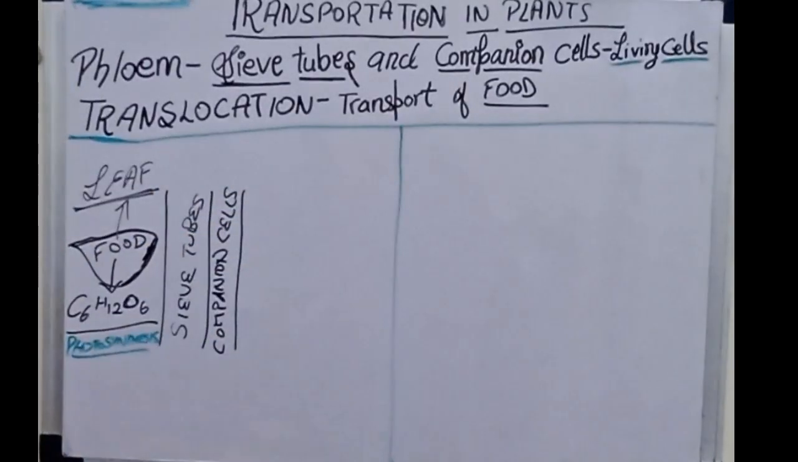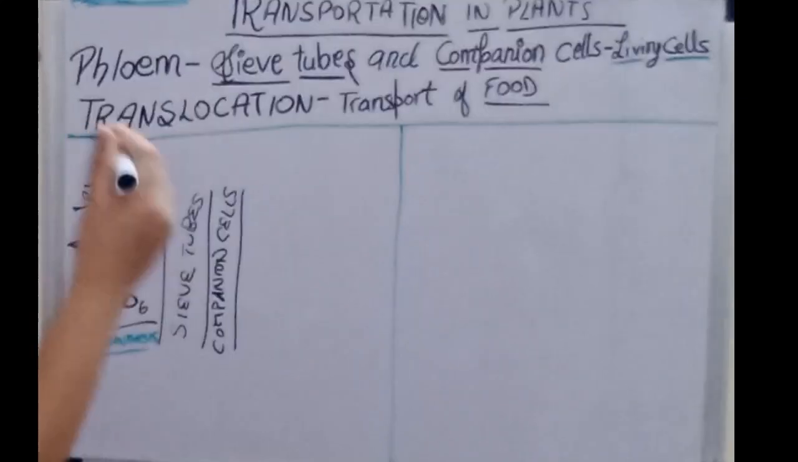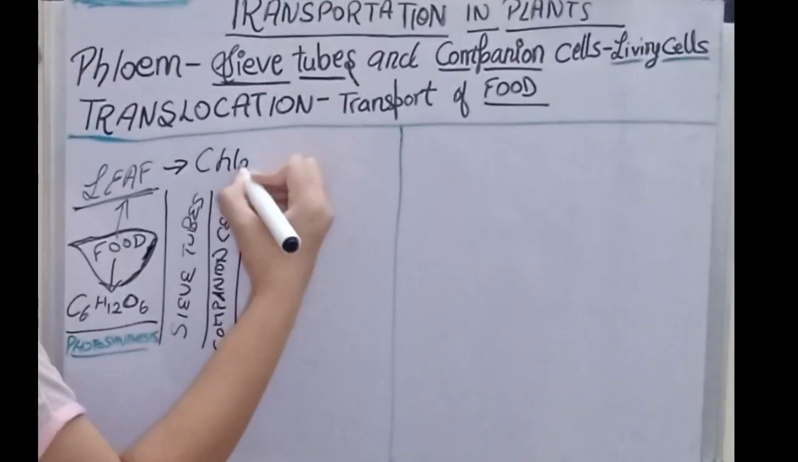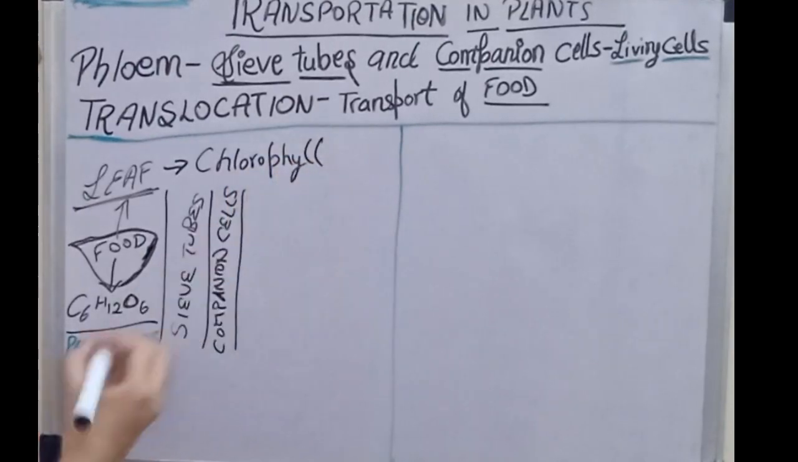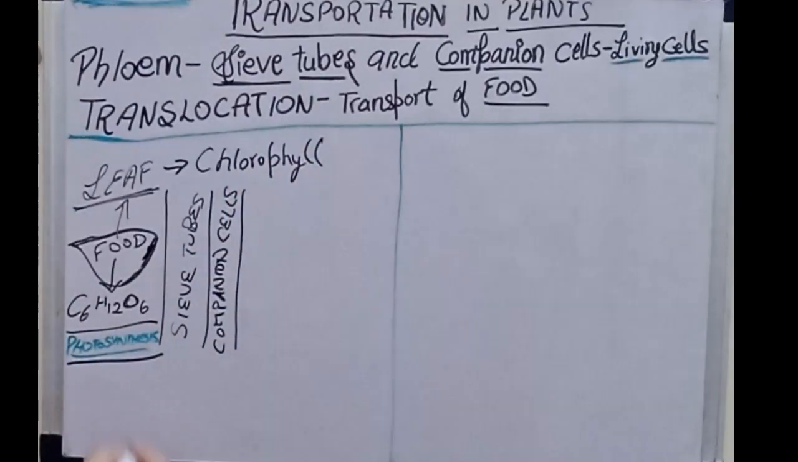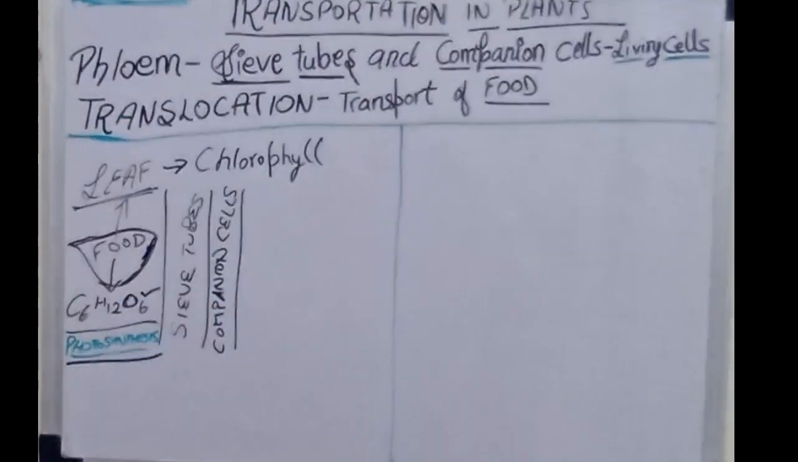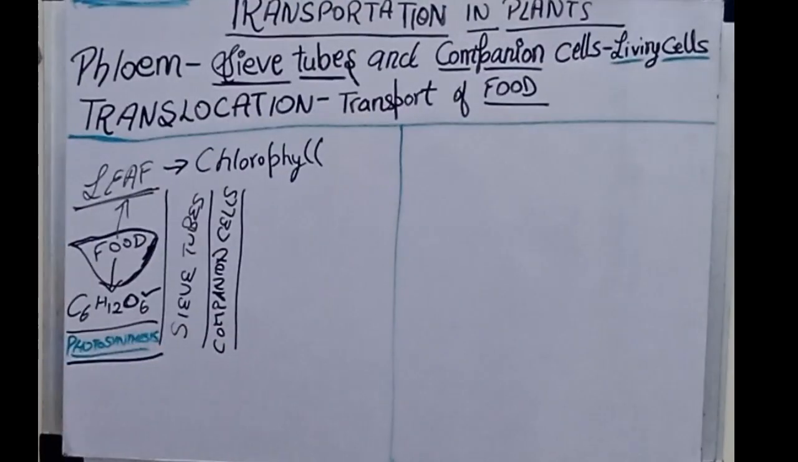Now, where do we get food from? That is a very obvious answer, from leaves. How? Because leaves have chlorophyll. Chlorophyll does the process of photosynthesis. From photosynthesis we get glucose. And glucose is what? The food only. Glucose is our food, right? As we have discussed what photosynthesis is, I am not going to dig into it. The product we get from photosynthesis is glucose, C6H12O6, which is nothing but your food.